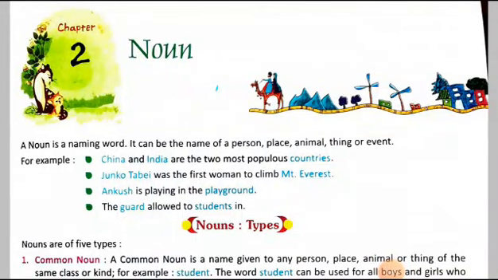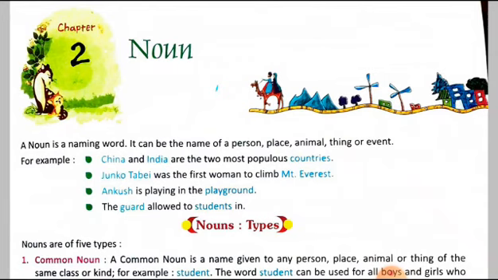Good morning, students. Today we are going to discuss Lesson 2, the chapter Noun, Class 7 English grammar. Students, you have been reading about nouns for the last few years, so it's not a new chapter for you. All of you know a noun is a naming word. It can be the name of a person, place, animal, thing or event.